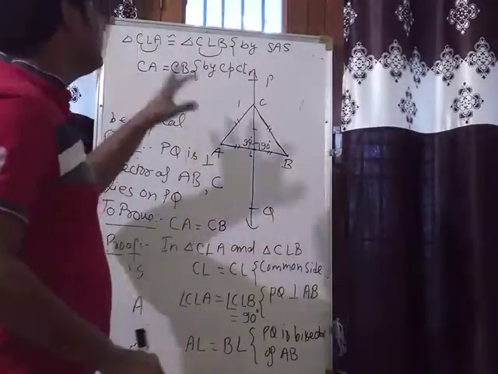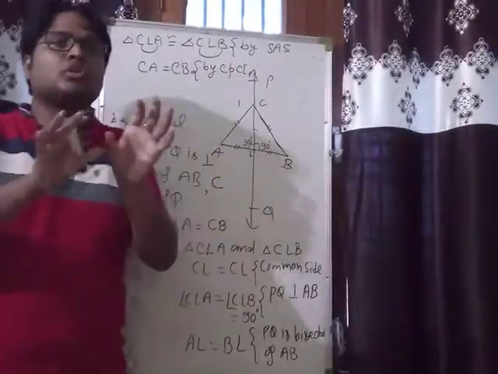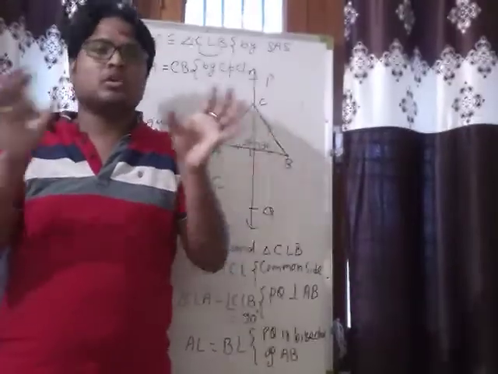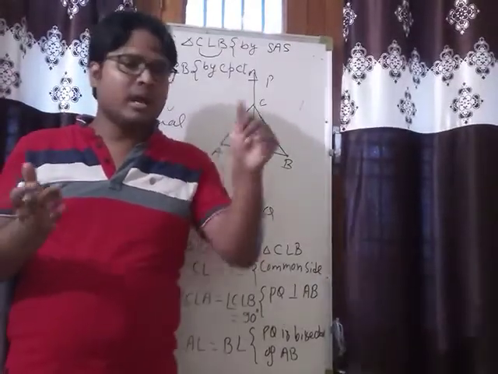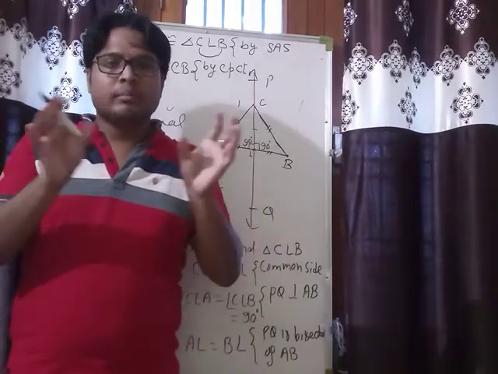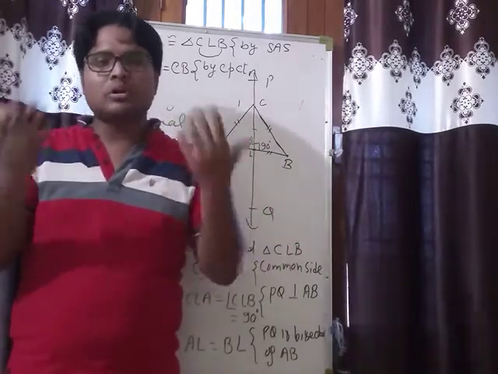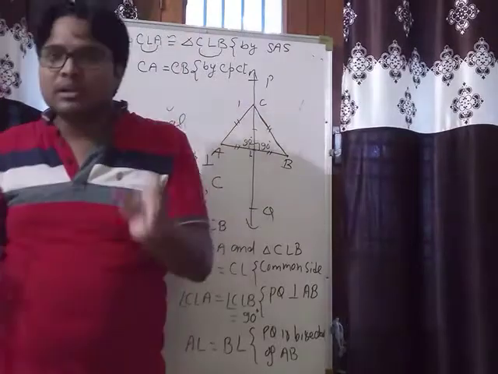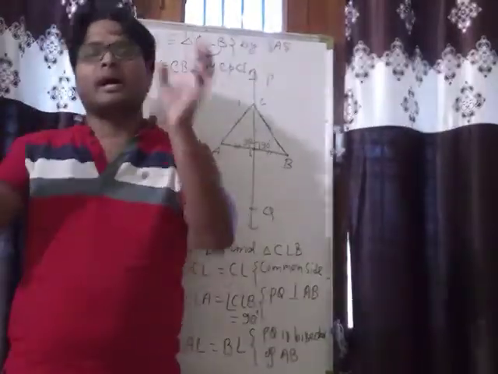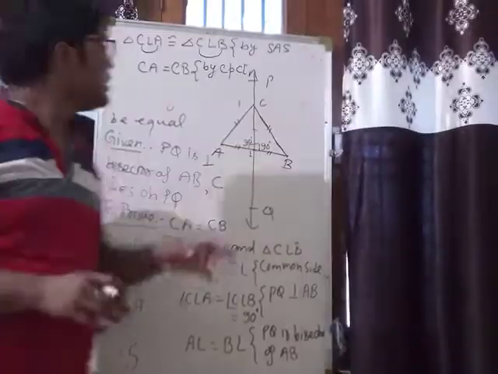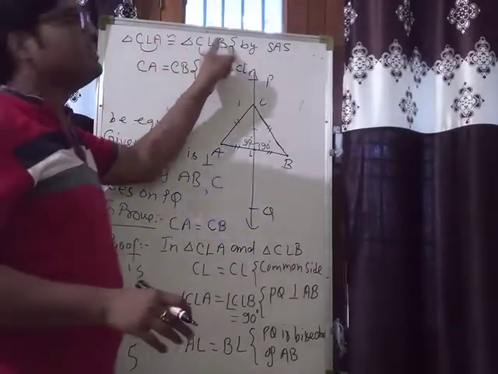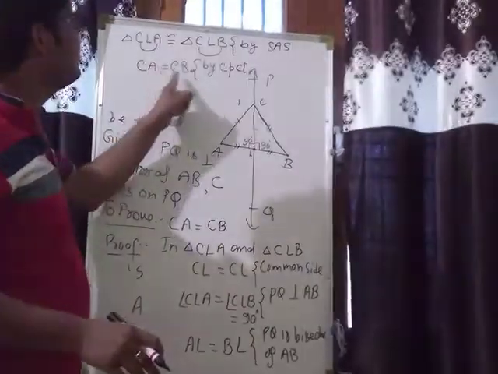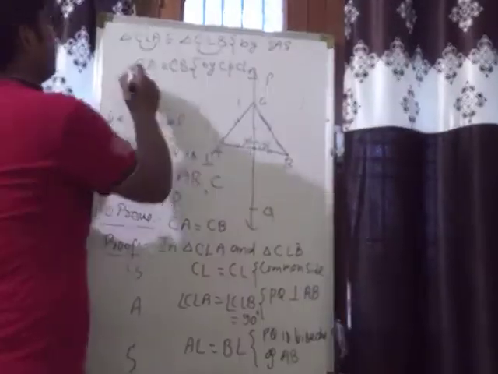Okay? So by CPCT, when two triangles are congruent, their corresponding parts are equal. Corresponding parts, in two triangles there are two types of parts, angles and sides. Means if two triangles become congruent, then their corresponding angles and corresponding sides must be equal. Clearly, corresponding to CA, there will be CB in another triangle. Clearly, CA will be equal to CB.